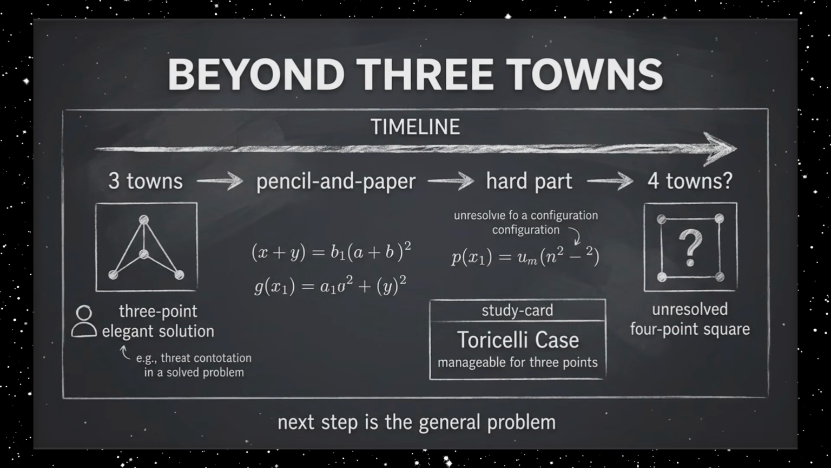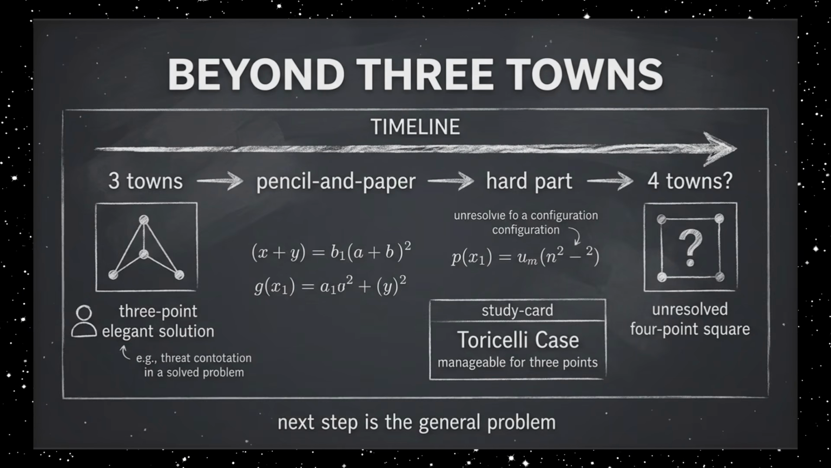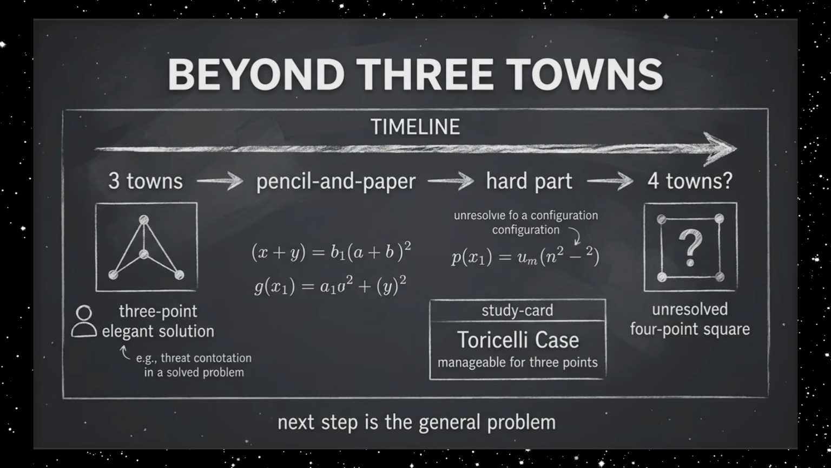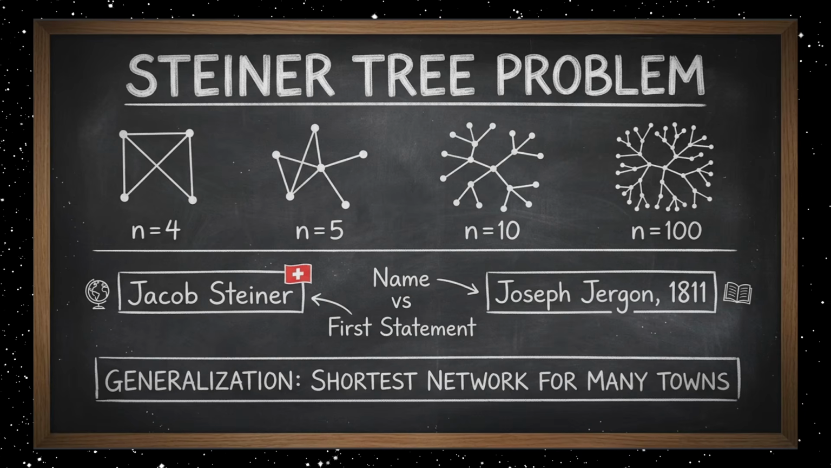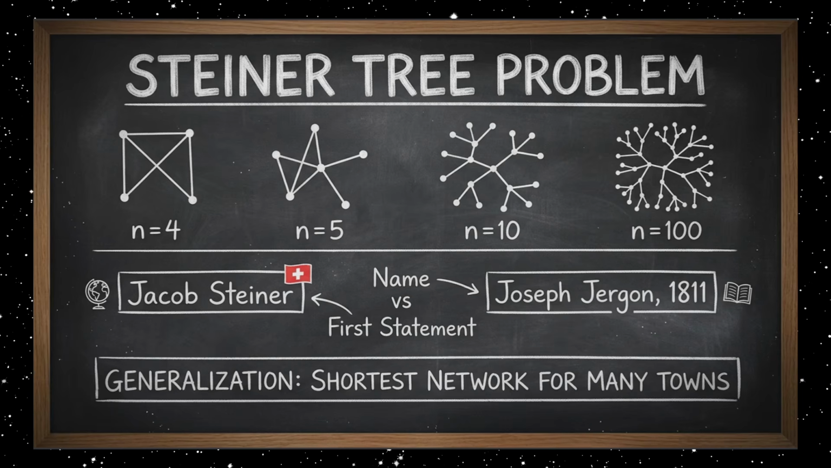Three towns is nice. Torricelli handled three towns. You can even do it with pencil and paper if you're patient. But what about four towns? Or five? Or ten? Or a hundred? This is the generalization, and it's called the Steiner tree problem.